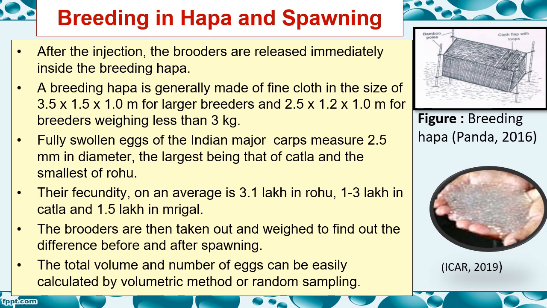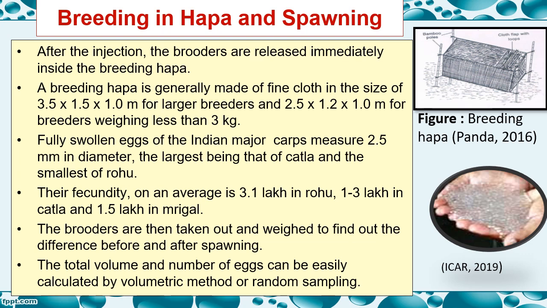After this, the eggs are collected from the hapa using a mug and transferred into a bucket with a small amount of water. The brooders are then taken out and weighed to find out the difference before and after spawning. This gives an idea of the quantity of the eggs laid. The total volume and number of eggs can be easily calculated from the known volume and number of eggs in a sample mug, which is known as the volumetric method.